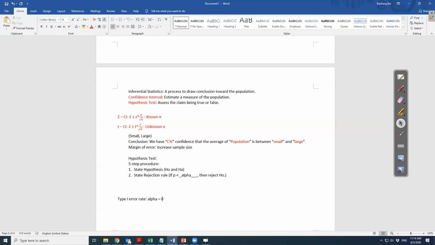So by default, if I don't give you what alpha is, use 0.05 in the class. Otherwise, just use whatever is provided. So that's the error rate. So you have to understand the type 1 error and type 2 error.